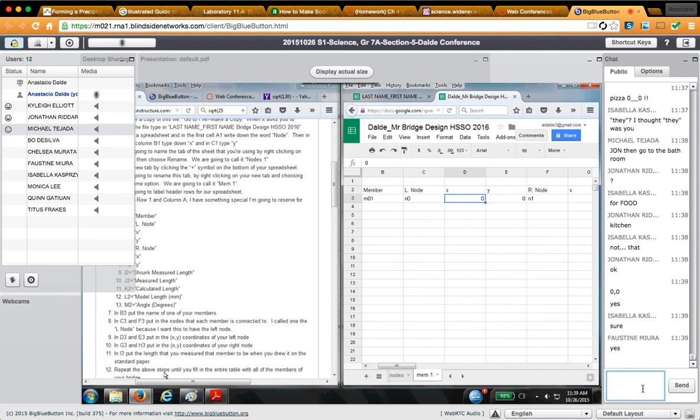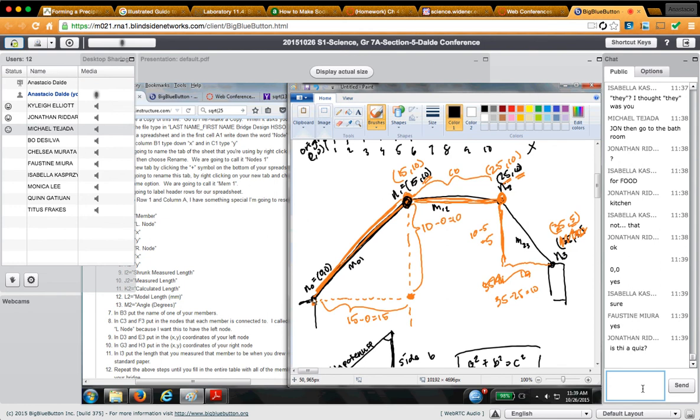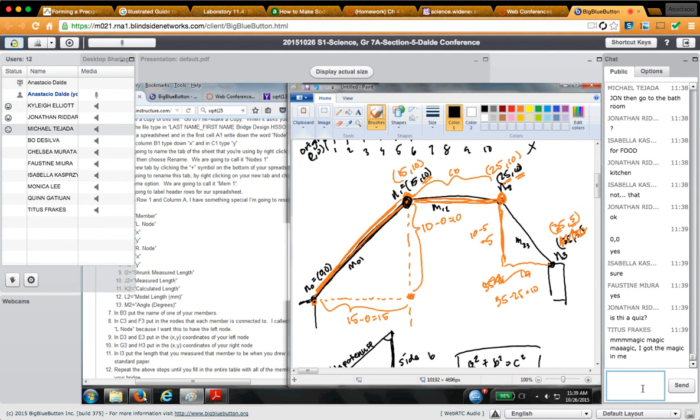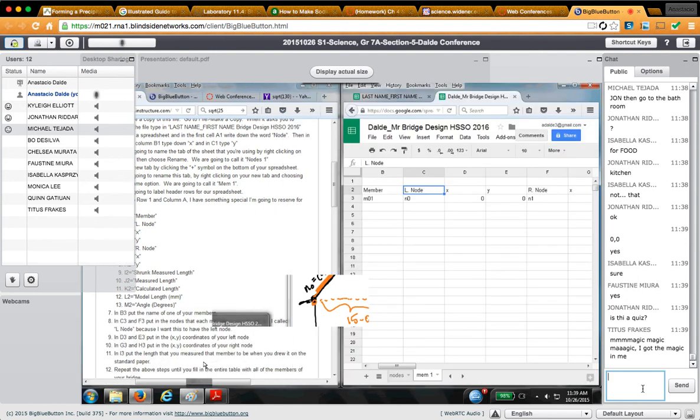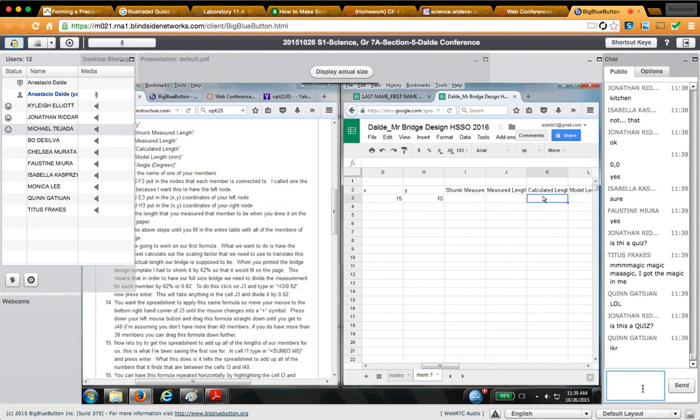All right. I called this one L node because it's the left node, the node over here that was on the left, N0. And I called the other one R node because it was the right node. And I gave the coordinates, the 0, 0 and the 15, 10, to the spreadsheet. And there you go. What I want to show you is actually this calculation right here, this calculated length, because I think this is really cool.